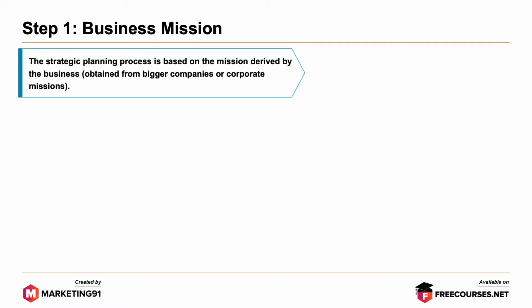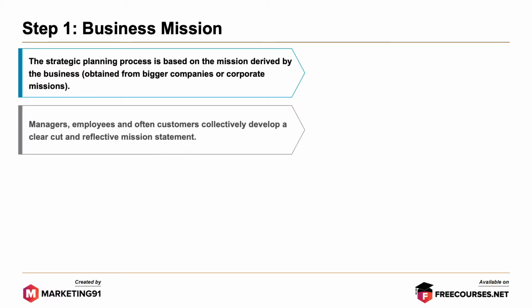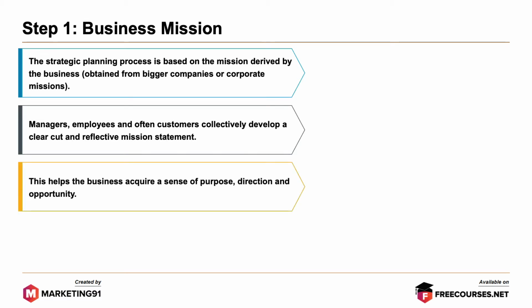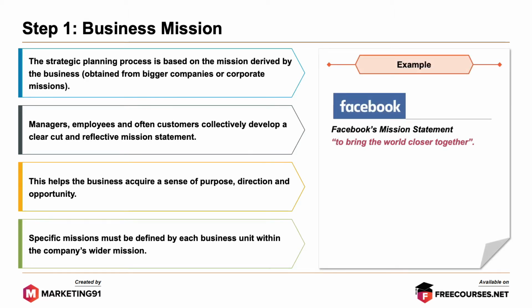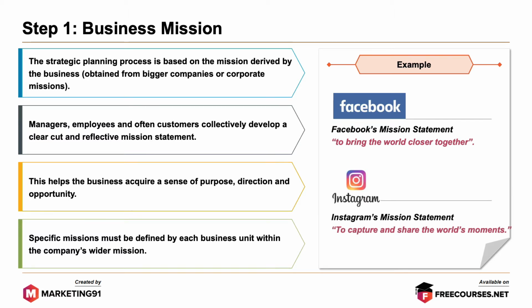The strategic planning process is based on the mission derived by the business, that is, obtained from the bigger companies or corporate missions. Managers, employees, and often customers collectively develop a clear-cut and reflective mission statement. This helps the business acquire a sense of purpose, direction, and opportunity. Specific missions must be defined by each business unit within the company's wider mission. For example, we all know that Instagram is a part of Facebook. While Facebook's mission statement is to bring the world closer together, Instagram, one of the business units, has the mission statement to capture and share the world's moments.